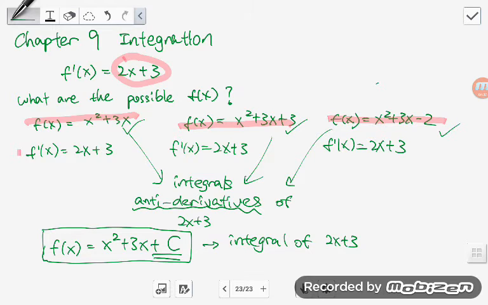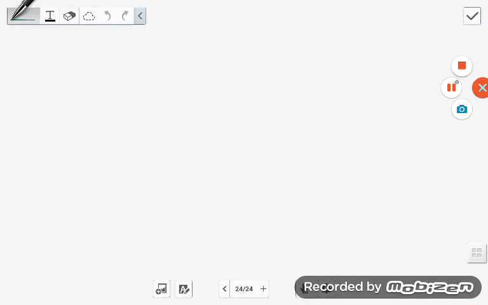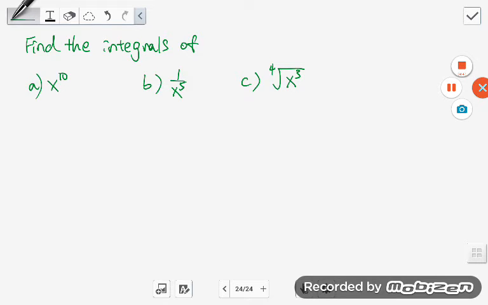Okay, so let's take a look at a few examples here. So I have three examples here, right? The first one, and what they want us to do is to find the integrals of a, x to the power of 10, b, 1 over x to the power of 5, and c, 4th root of x cubed. So let's do them one by one. Please be careful with the math representation here.